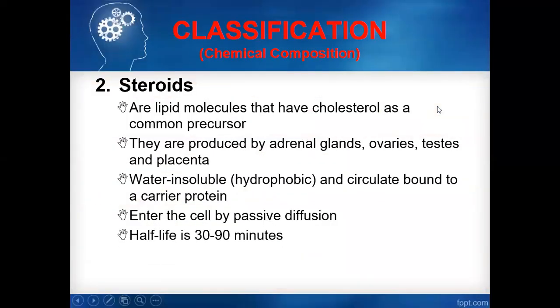So being bound to a carrier protein, it has a longer half-life compared with other hormones. Its half-life is 30 to 90 minutes, depending on the type of hormone, because some hormones actually have longer half-life, which may range to days, even days.